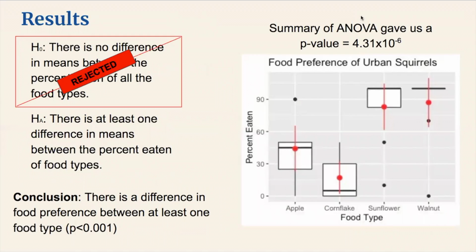But our null hypothesis was aggressively rejected with our very small p-value of 4.31 times 10 to the negative 6. So this means that we could conclude that there is a difference in food preference, or there is a food preference between at least one food type. And this is a box plot that just represents all of the data.